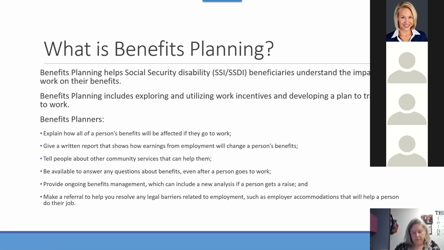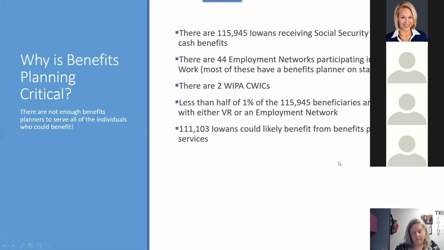And then also referring people to resolve any legal barriers related to employment, like if they need an accommodation, or even if they were to get into an overpayment situation and need legal assistance that way. So when we talk about benefits planning, that's the overview of what we are referring to.